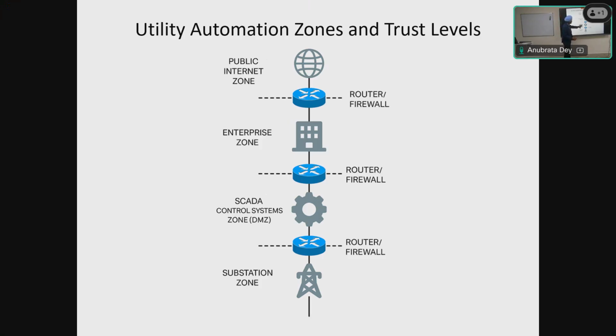And then you have your SCADA control system zone, which is basically a demilitarized zone. And then the bottom one, the most critical, is your substation zone. Here you need very high security, though you can trust it because you are the only one who has access to it. But still, you need high security here.